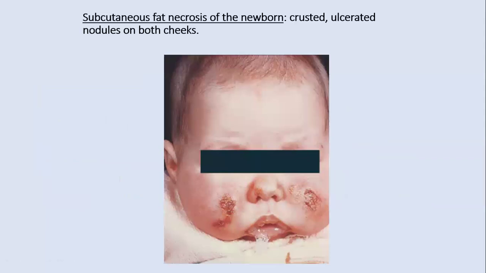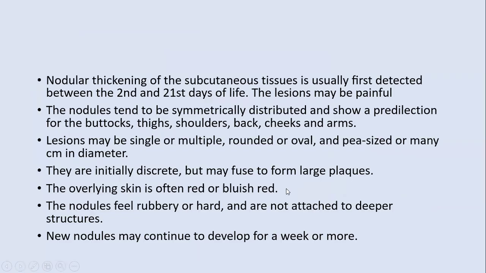So the lesions appear as crusted ulcerated nodules on both cheeks. Nodular thickening of subcutaneous tissue is detected from the 2nd to 21st days of life. These lesions are painful. Nodules tend to be symmetrically distributed with special predilection to the buttock, thigh, shoulder, back, cheek, and arms, so areas of thick panniculus. Lesions are single or multiple, round or oval, pea-sized to many centimeters in diameter.